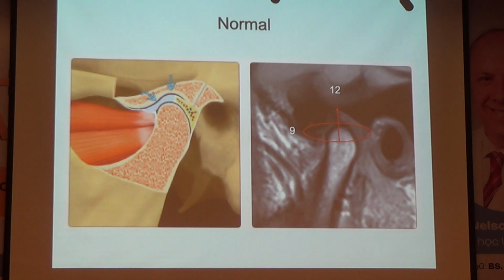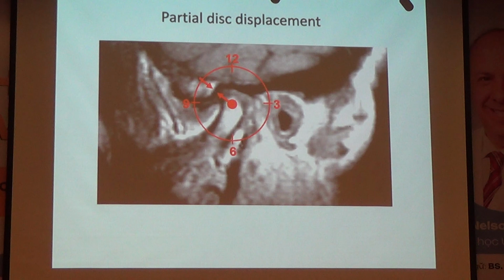Again, normal. I put many different pictures. And now, if you go to 10 o'clock, problem. Because the disc is already in front. Completely, almost completely in front. I have just the posterior band of the disc touching the condyle.